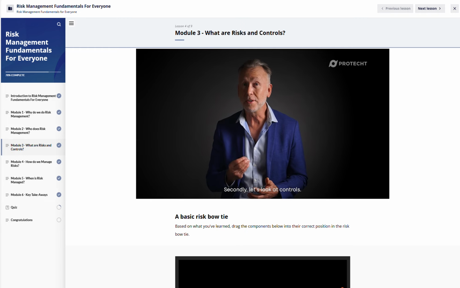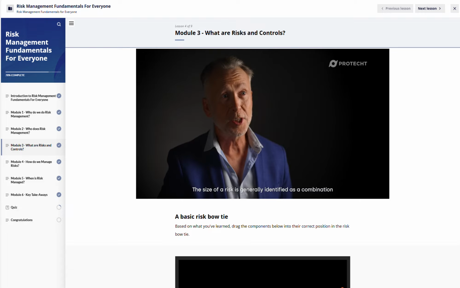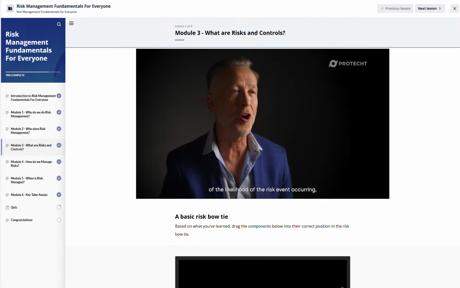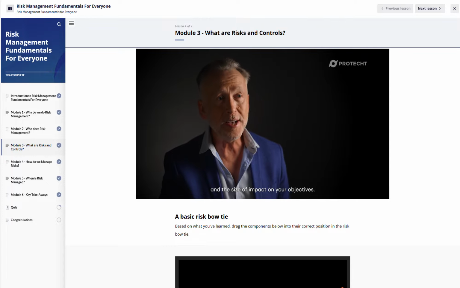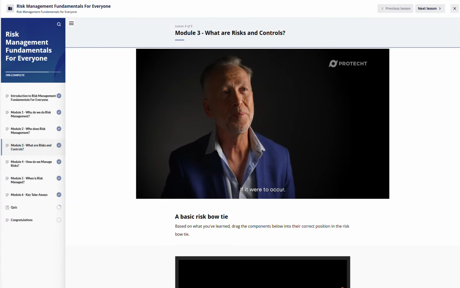Secondly, let's look at controls. What are controls? Controls are aimed at reducing the size of the risk you face. The size of a risk is generally identified as a combination of the likelihood of the risk event occurring and the size of impact on your objectives if it were to occur.